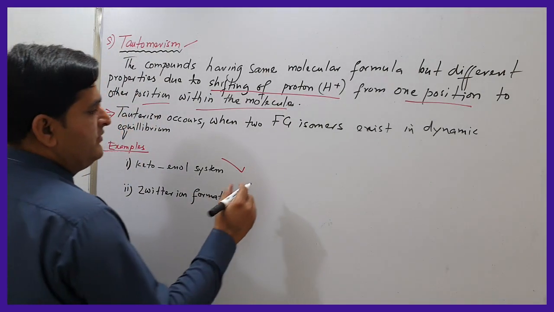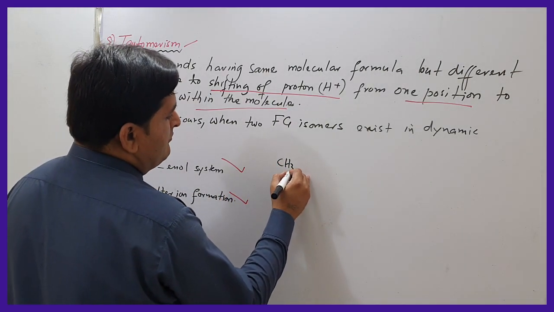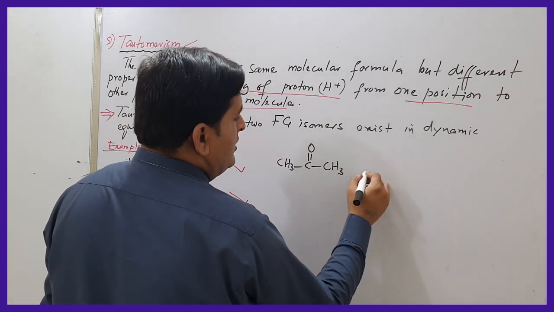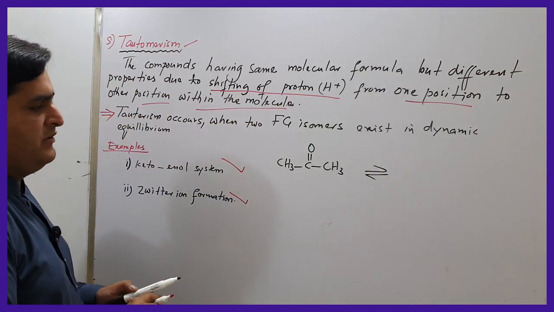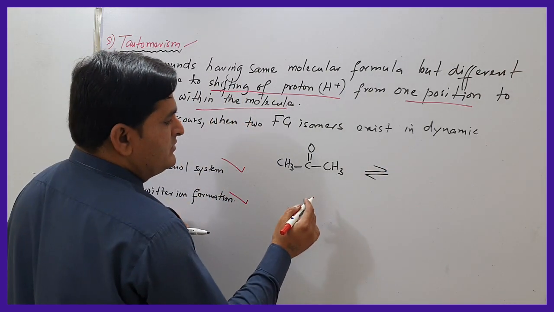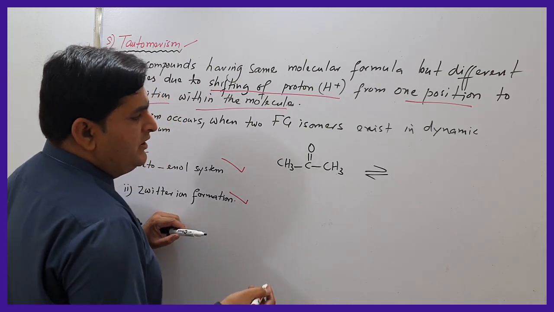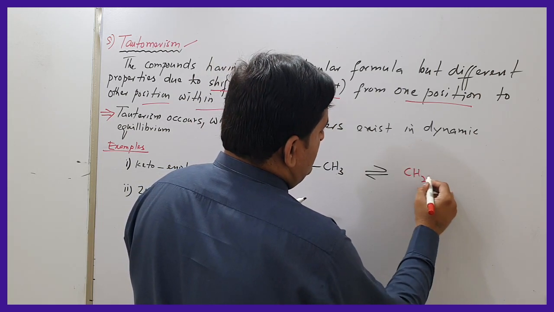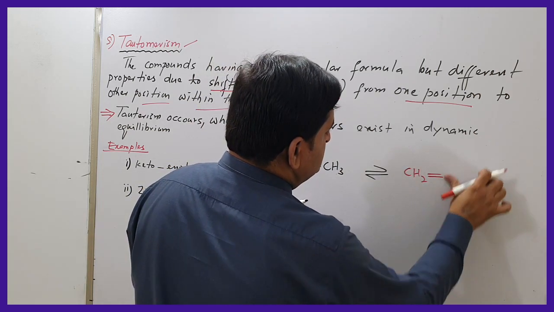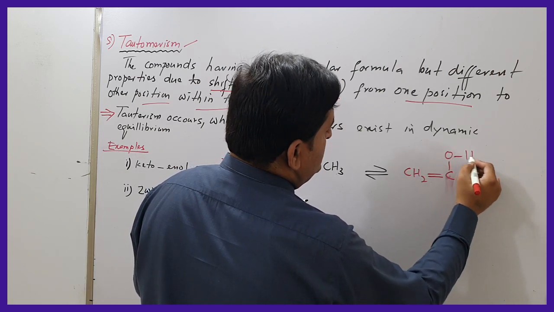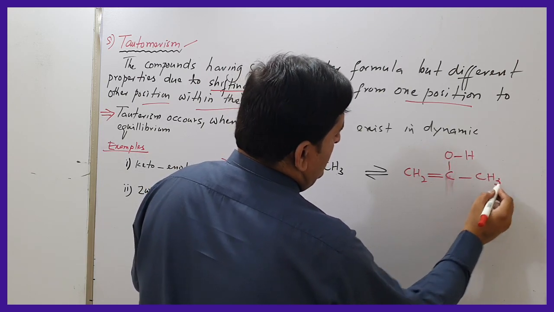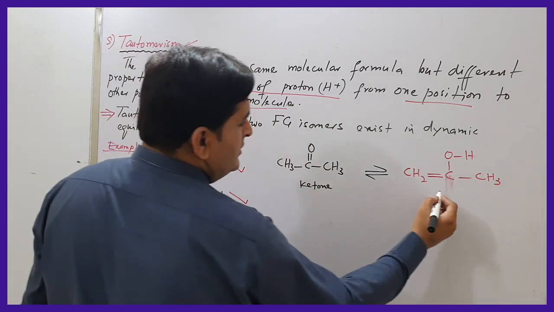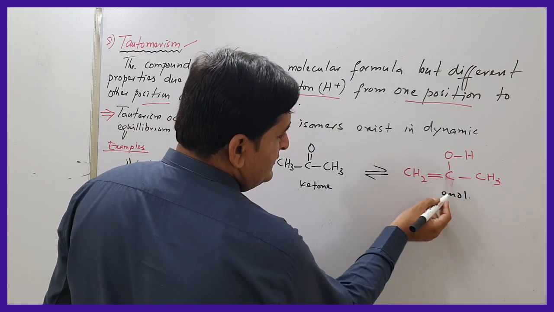For example, keto-enol systems. Say we have acetone, CH3. Now its enol form, or its dynamic equilibrium, will be established, in which its enol form will be like this: CH2 double bond COH CH3. Now what happens? The first is a ketone. This is an enol. Enol means en for the double bond, ol for alcohol.